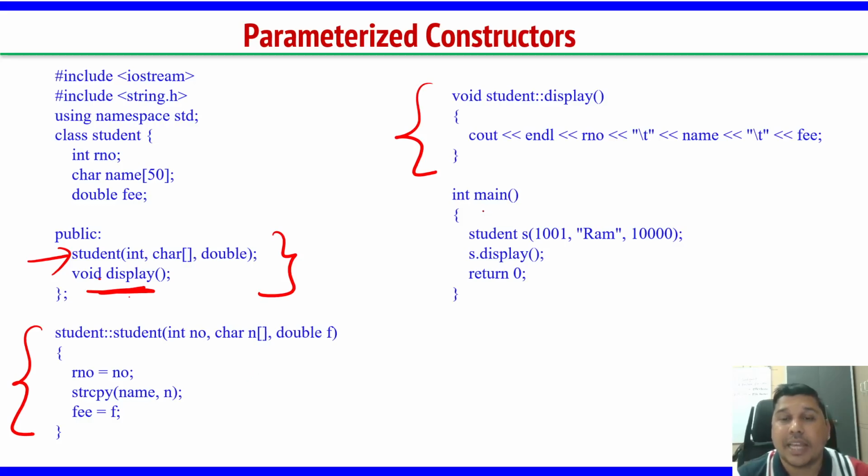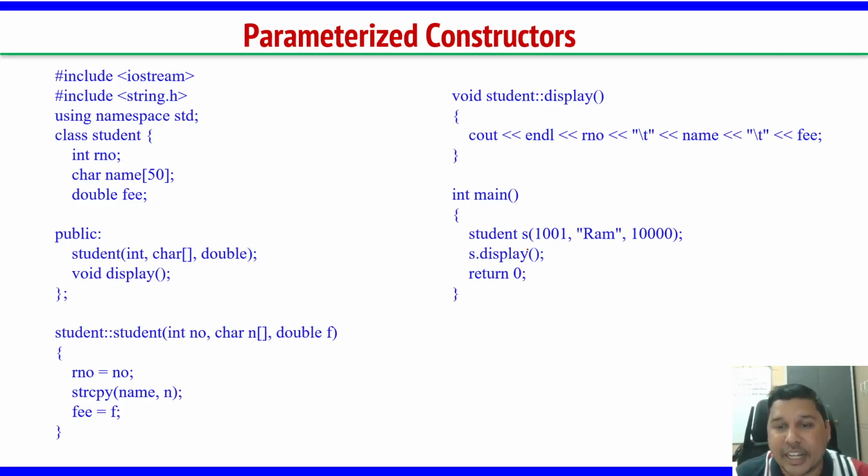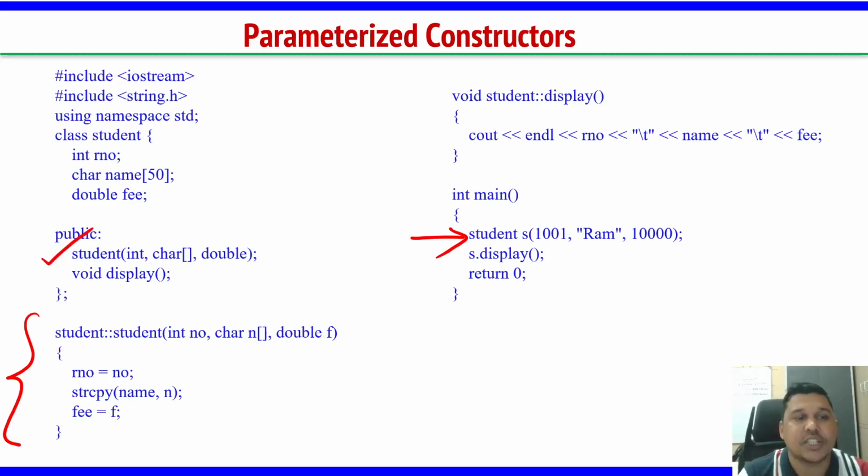See, in main I am creating an object, Student, and I am giving 1000, RAM and 10,000, that is roll number, name and fee. So this is the way you create an object. While you are creating an object, you are passing some arguments. So what will happen when you write this statement? By default, this particular block is executed. It means this function is executed.